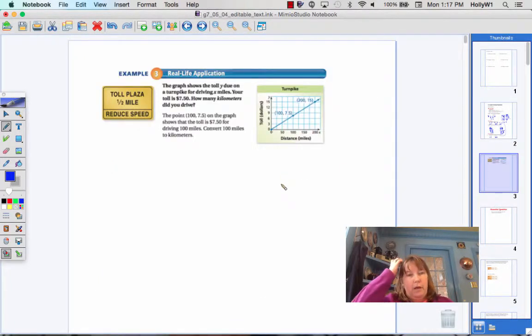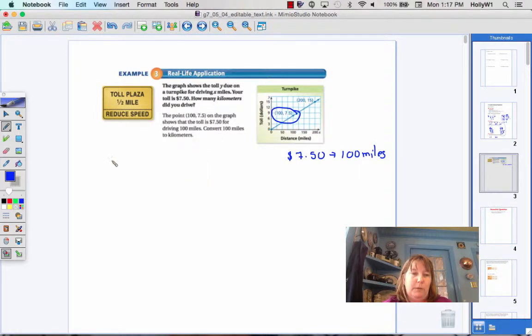So here's a real life application. The graph shows the toll Y due on the turnpike for driving X miles. So the toll is the dollars and the distance is the miles. Your toll is $7.50. So we're here at this point. So it's $7.50 and you drove 100 miles. Okay. So the point (100, 7.50) on the graph shows the toll of $7.50 for driving 100 miles. They want you to convert the miles to kilometers.